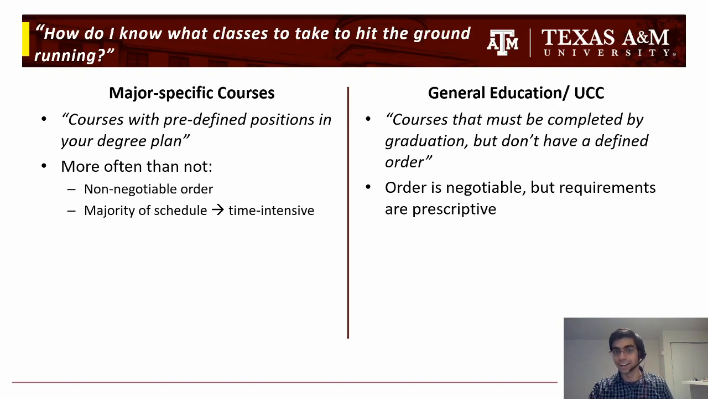That's not to neglect the general education and university core curriculum classes, because those classes are designed to make you a more well-rounded student, and these are just classes that you have to complete by graduation. There isn't necessarily a defined order, but even though the order is negotiable, I think that freshman students actually have a little bit more trouble navigating the UCC courses because the requirements are pretty prescriptive.